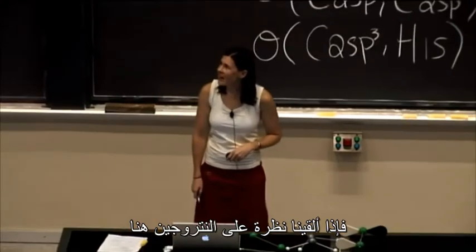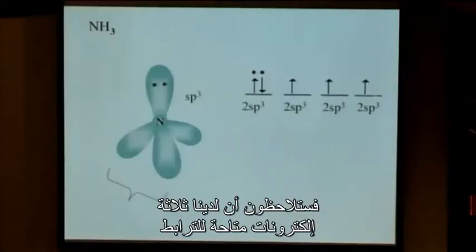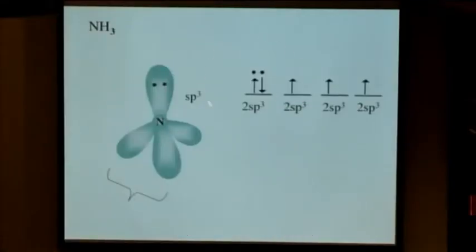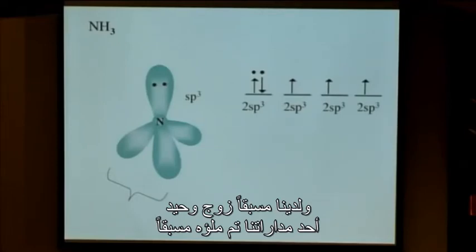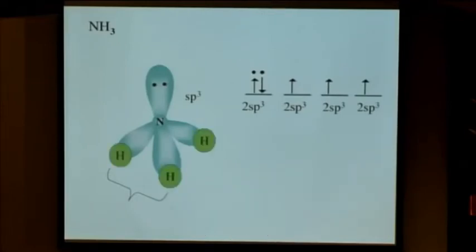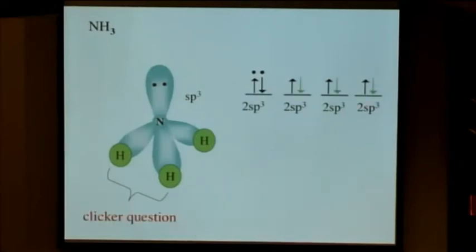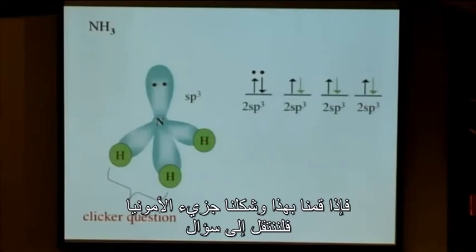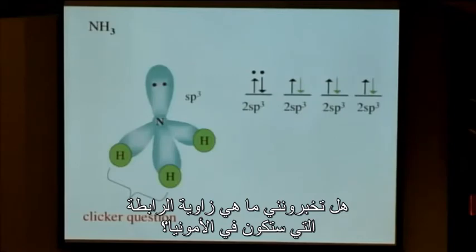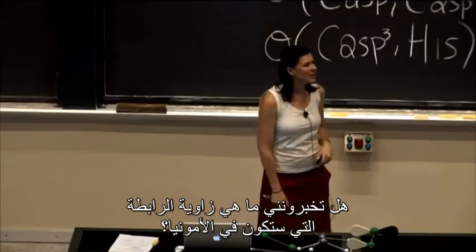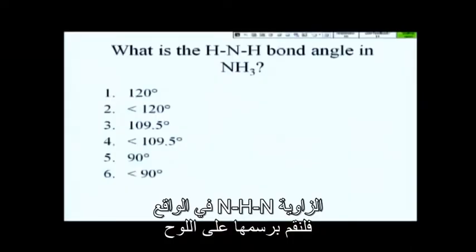So if we take a look at nitrogen here, what you'll notice is we have 3 available for bonding, and we already have our lone pair. One of our orbitals is already filled up. So we can add 3 hydrogen atoms here and fill in our other orbitals right here. So if we do this and we form the molecule ammonia, let's switch to a clicker question and have you tell me what the bond angle is going to be in ammonia, the HNH bond angle.